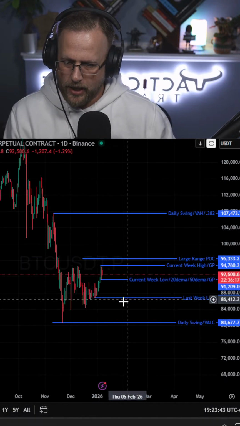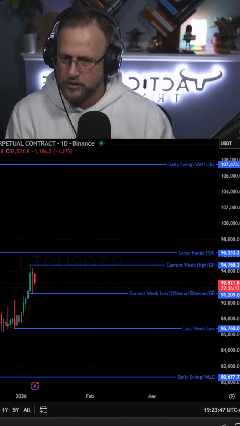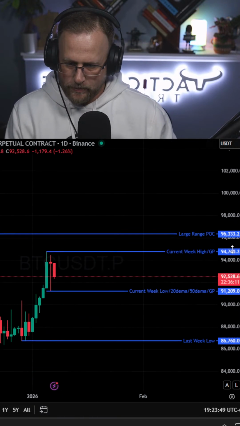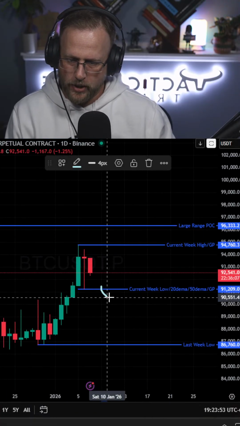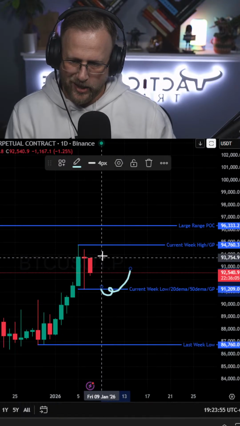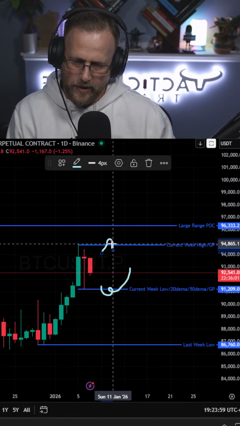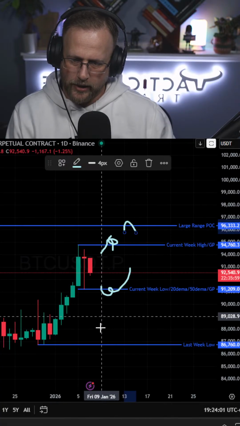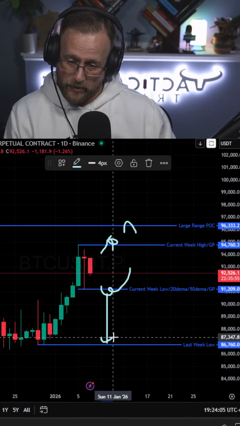Fixed range, I got my EMAs, I got my levels. So what are my ideas going into tomorrow for Bitcoin? Simple, right? This could change depending on what Tokyo and London do, but sweep the weekly low, close back in. I like that. Sweep the weekly high, close back in. If not the weekly high, if we don't get an SFP and trap traders there, looking at that large range POC. And, you know, maybe we come lower and we attack last week's low.